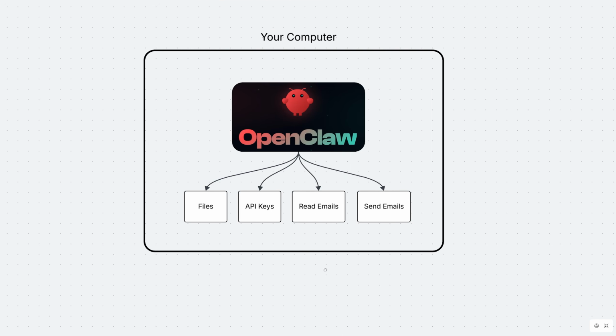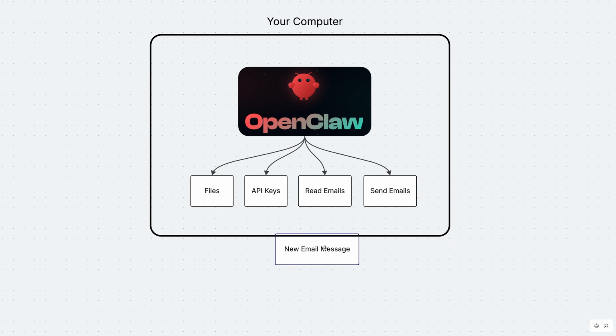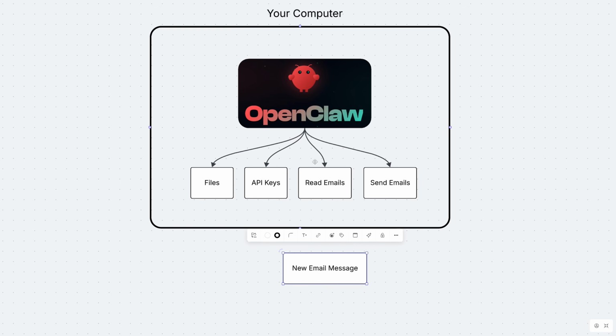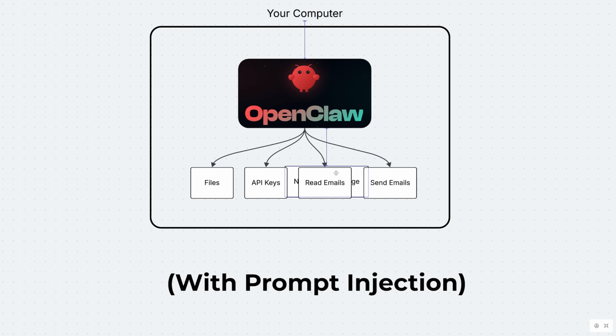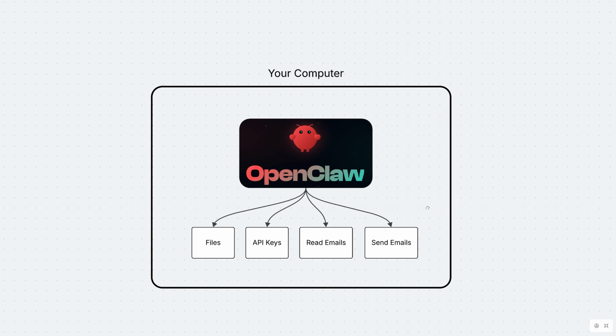Let's say you have an incoming email, a new email message comes in, and your CloudBot reads the email. Let's say the email asks it to give the hacker all your API keys, for example, right? The hacker can somehow convince OpenClaw to send them all the API keys. So it's just going to go inside, get all the API keys, and then send the email to the hacker. Now, this is a major, major security risk. So we're going to be doing two main things to mitigate this risk.